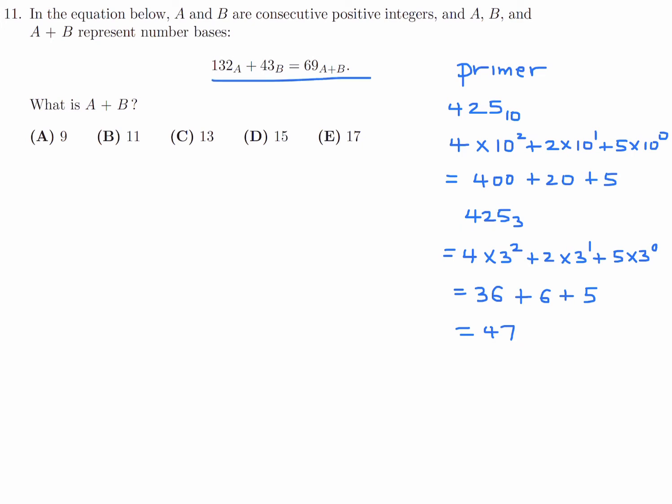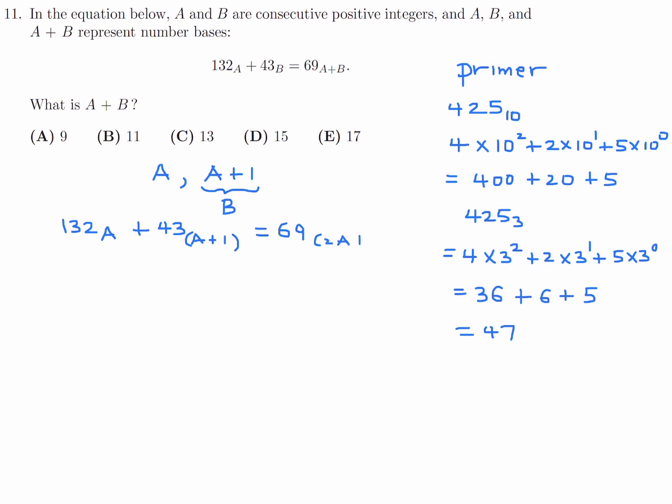So we have to do the exact same thing here. But they gave us a little bit of a clue that a and b are consecutive positive integers. So that means, for example, you have a, and then you have a plus 1, and this is what is b. So what this boils down to really is 132 base a plus 43 base b, but b is a plus 1. And that is equal to 69 base a plus b. A plus b would be a plus 1, which is 2a plus 1. So that is what we have to use.